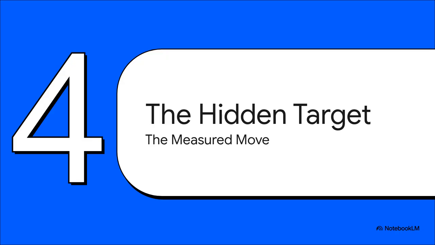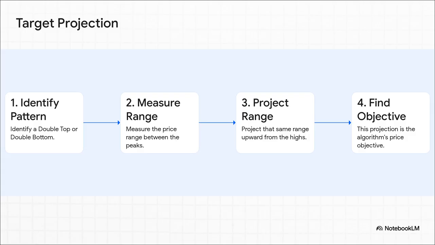So, knowing why the algorithm runs those highs is a game changer. But what if we could predict how far it's going to run? Well, that's where a concept called the measured move comes in. And the technique is actually beautiful in its simplicity.